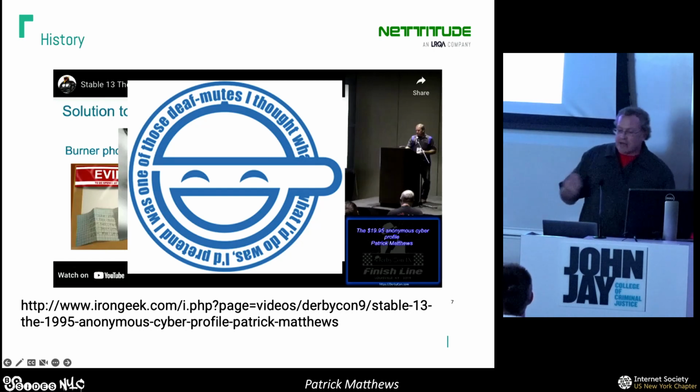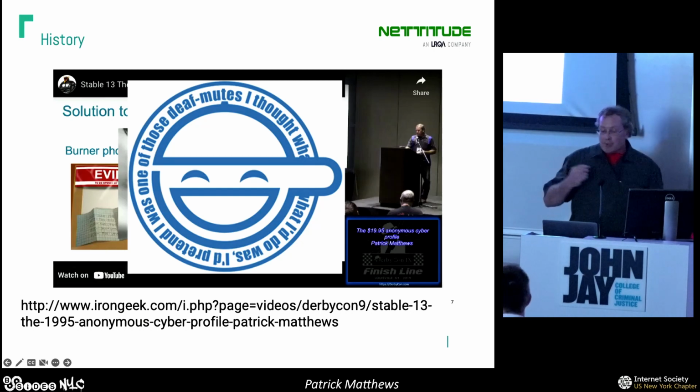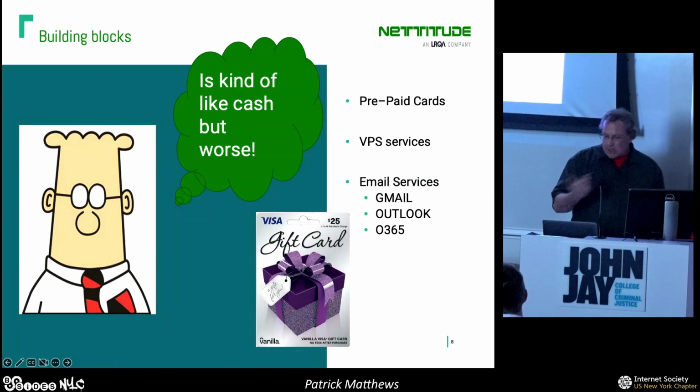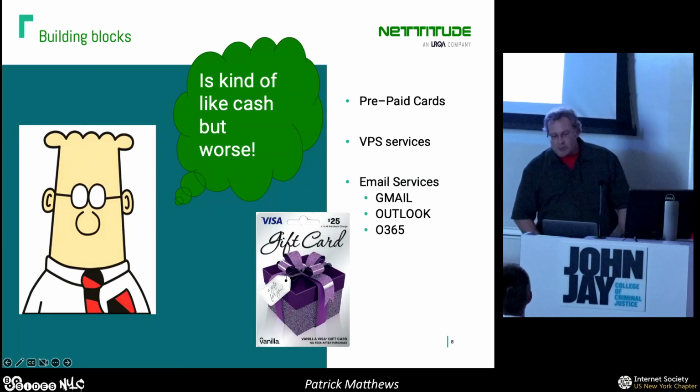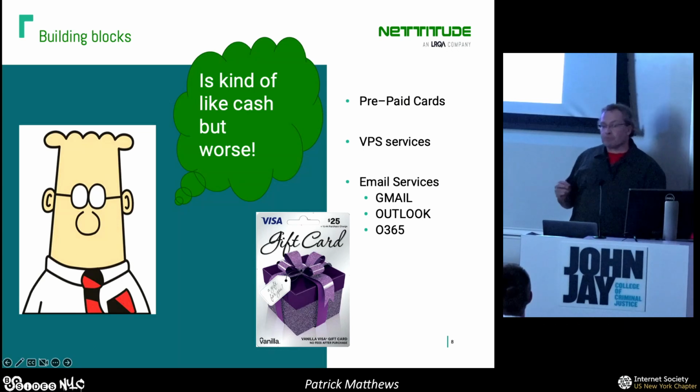Before we look at active attacks that can be anonymized, I'm going to summarize the three key components that you are going to need to anonymize your infrastructure. And first of all, we can have this conversation later at the after party, but cryptocurrency is not anonymous. Anything with an open registry is not anonymous. But essentially, prepaid debit cards are the internet's version of cash.